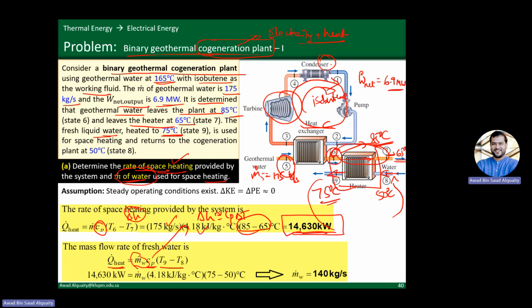When you do the math, m dot W, the mass flow rate of this water, comes out to be 140 kilogram per second. This is the mass flow rate of fresh water. As delta T is larger, it's getting heated by 25 degrees Celsius, so obviously the geothermal water will have a larger mass flow rate. This is perfectly fine, this is what makes sense. So we have solved both parts of it.